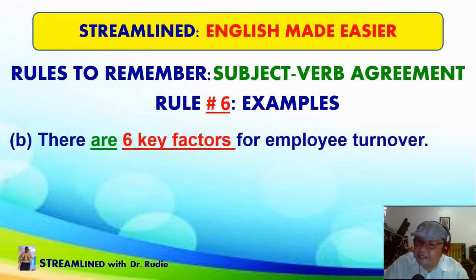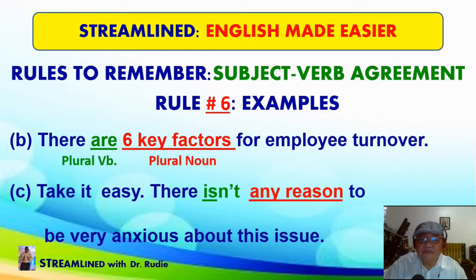There are 6 key factors for employee turnover. Why do we use are? Because the word after it is plural, 6 key factors. And the last one, take it easy. There isn't any reason to be very anxious about this issue. We are using a singular verb after there because the word after it is singular as well.